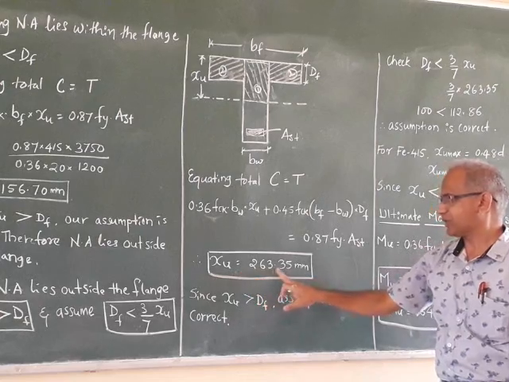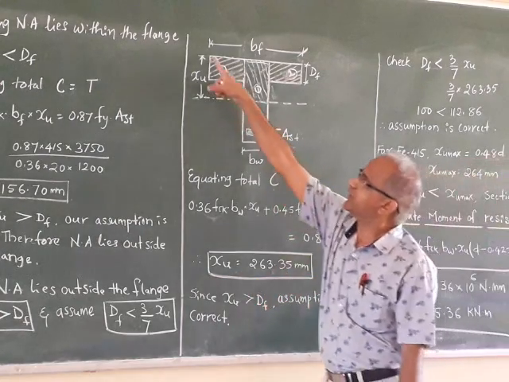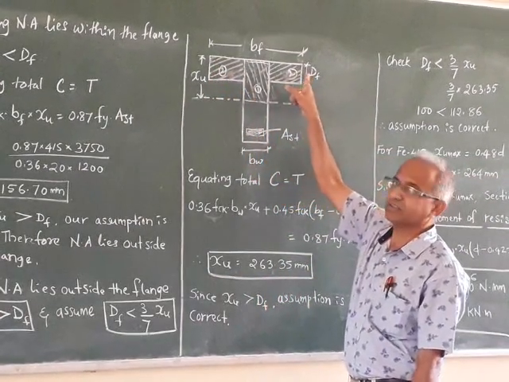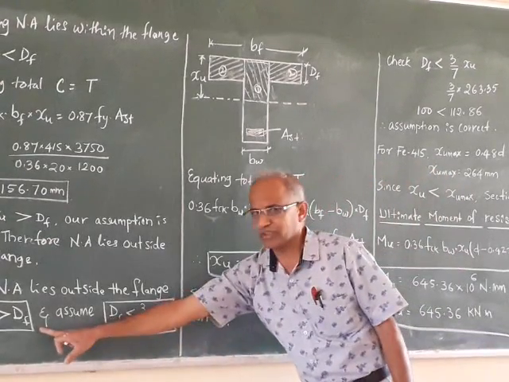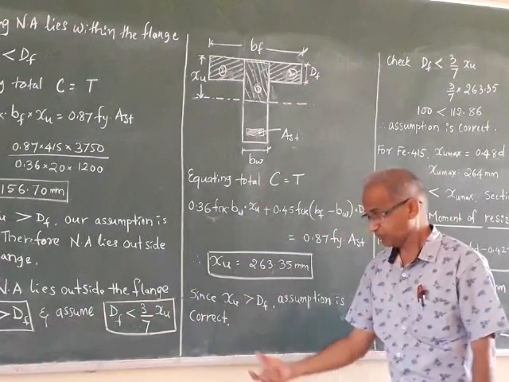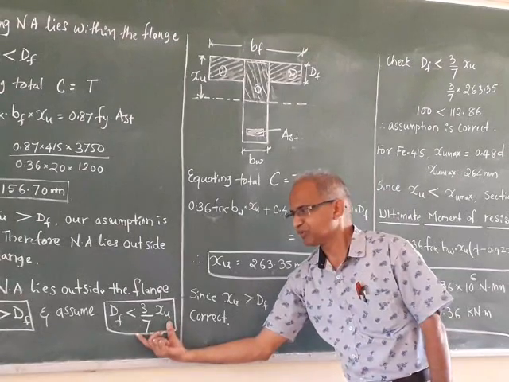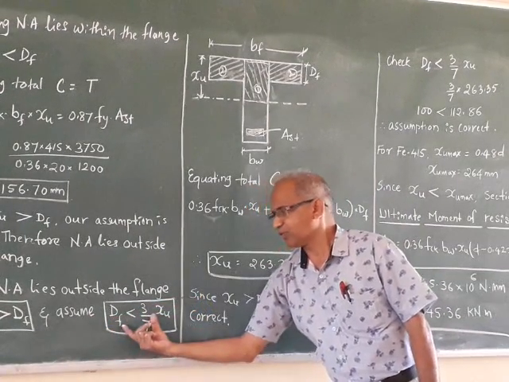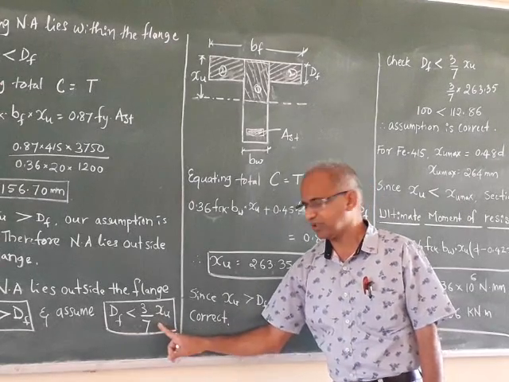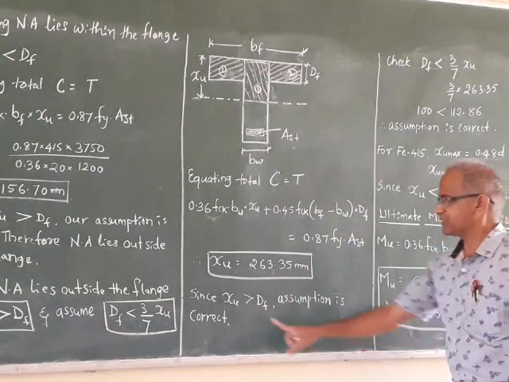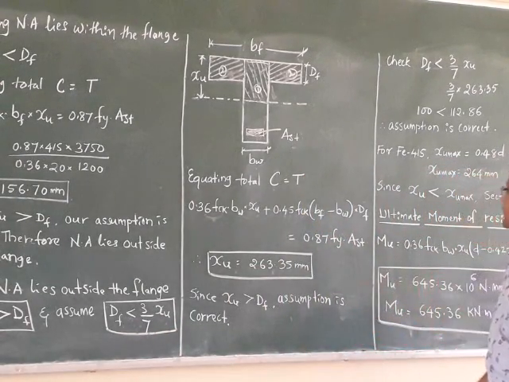What XU have we got? 263 means this XU is greater than DF. So XU is greater than DF. This condition is satisfied. Now this also you have to check. Now DF should be less than 3/7 XU or not, we are going to check. This first condition is right.